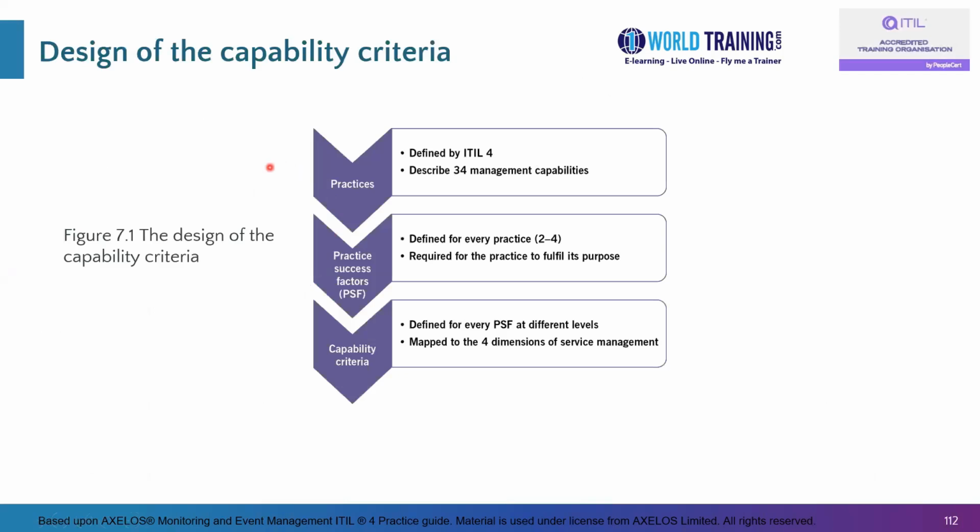So this is a summary. Look at the picture. Practices defined by ITIL 4 describe 34 management capabilities. And there are, in each practice, certain practice success factors, minimum 2, max 4. And together they enable the practice to fulfill its purpose. Then every PSF is mapped to certain capability criteria. These capability criteria can be at level 2, level 3, level 4, and level 5. And again, these capability criteria are mapped to the 4 dimensions of service management. And we will get the clear understanding of that when we go through certain capability criteria tables a little later.